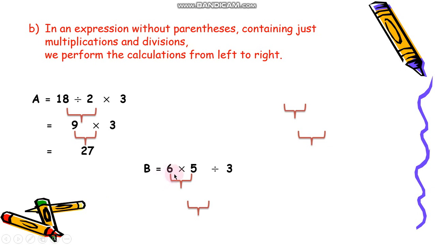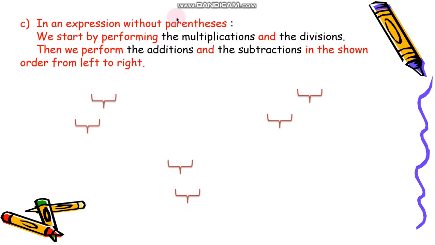Let's see another example. B equals 6 times 5 divided by 3. So also we're going to perform from left to right because we have only multiplication and division. So 6 times 5 equals 30. 30 divided by 3 equals 10. Now let's see the third example. C equals 18 divided by 2 divided by 3. So we're going to start from left to right. 18 divided by 2 equals 9, divided by 3 equals 3. That's it.